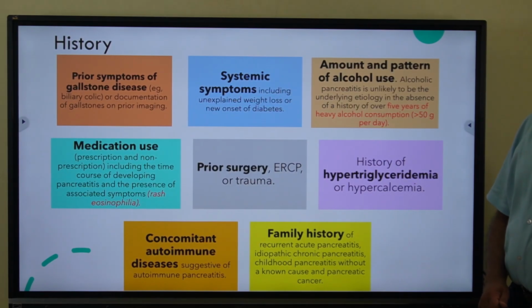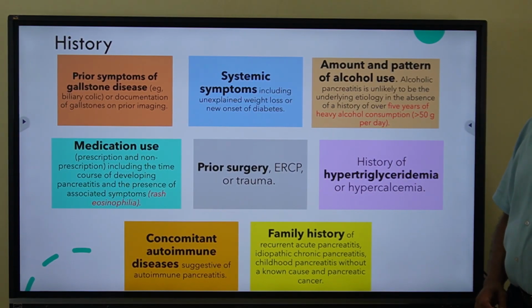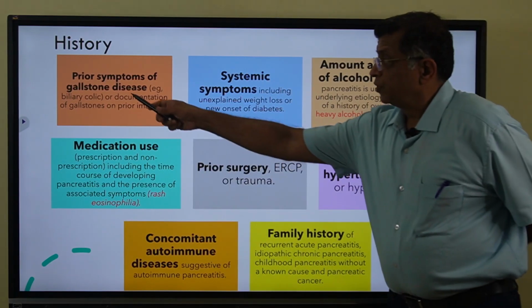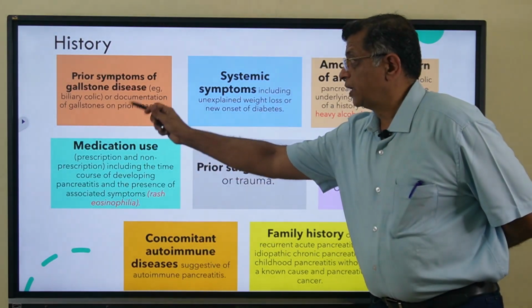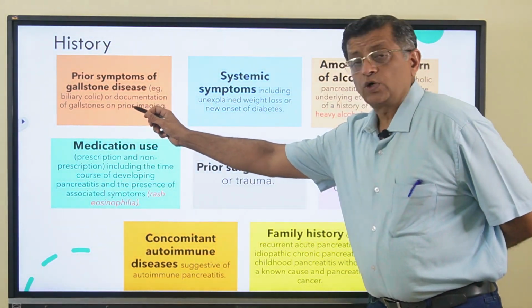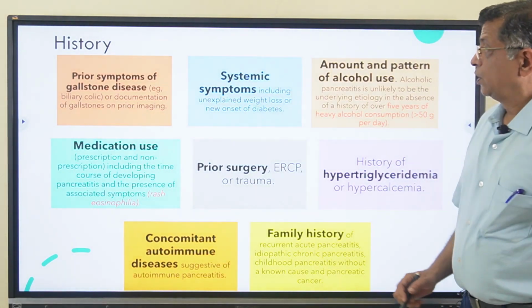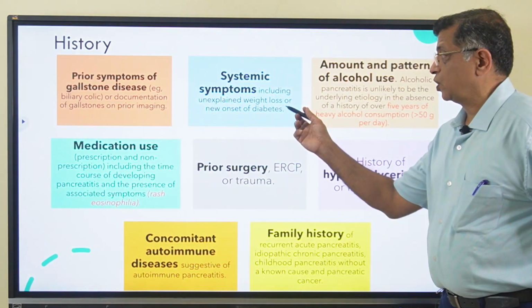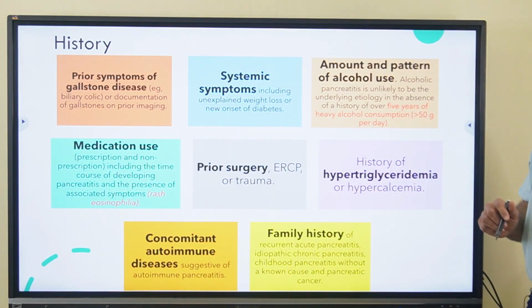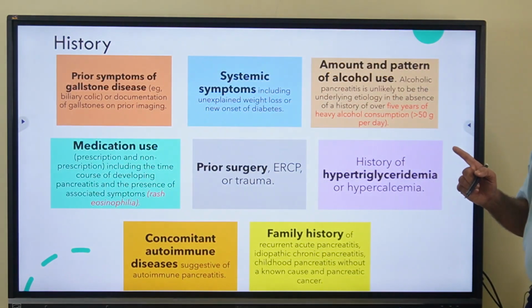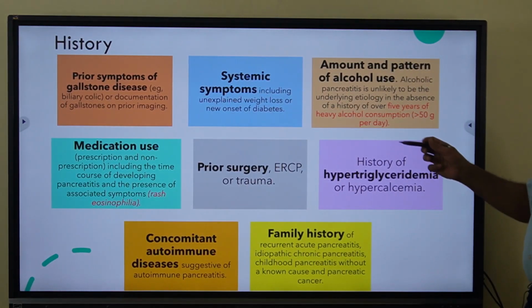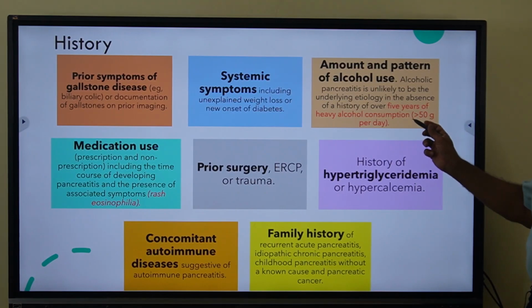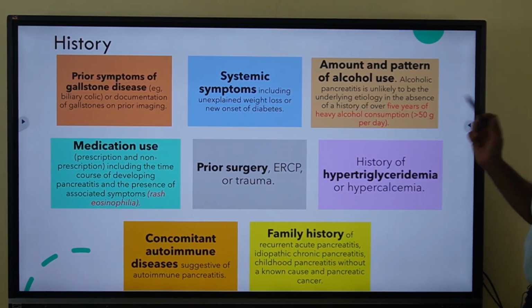Whenever you suspect acute pancreatitis, you have to take a history. The first thing is prior symptoms of gallstone disease, like documentation of gallstones in a prior ultrasonography, or any systemic symptoms like weight loss or new onset diabetes. If you suspect alcoholic pancreatitis, inquire about the amount and pattern of alcohol use. For example, at least 5 years of heavy alcohol consumption, more than 50 grams per day, is required to cause acute pancreatitis.